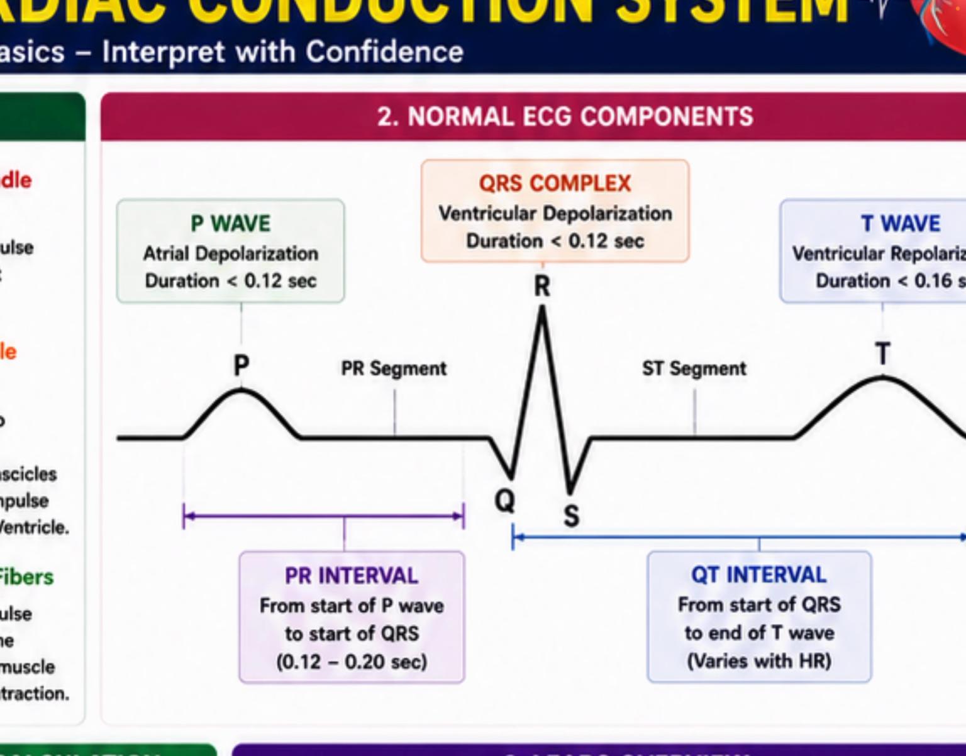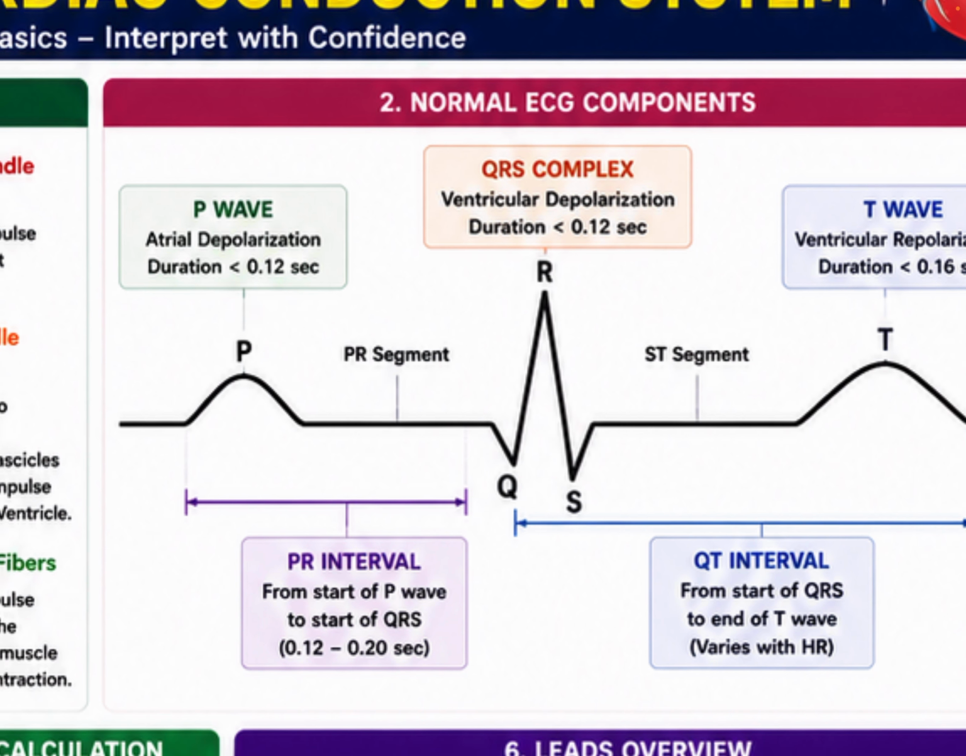Now come to the ECG components we are discussing. The P wave normal duration is 0.12 seconds. Normal appearance is small, smooth, upright in most of the leads. Easy trick: P for pump preparation. Atria prepare the blood for the ventricles. Now come to the PR interval.